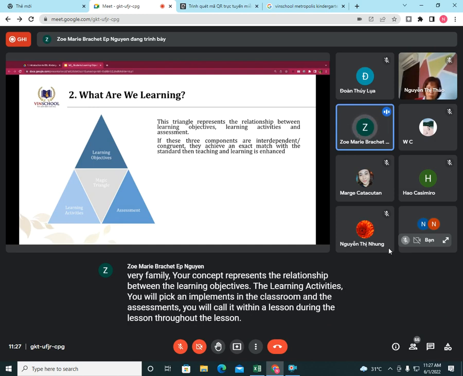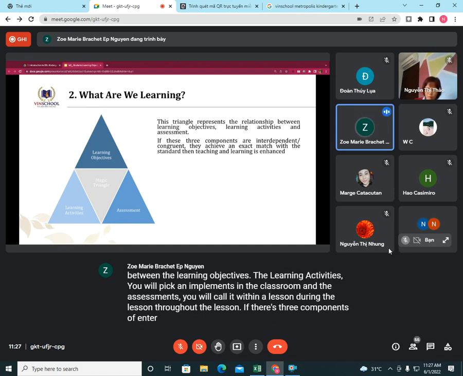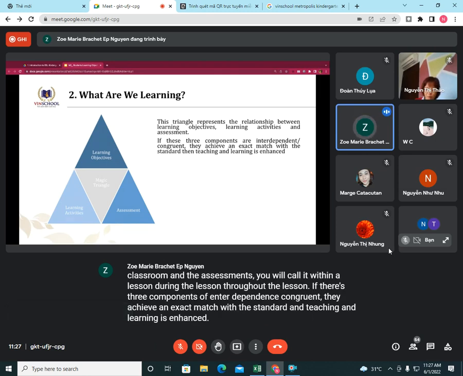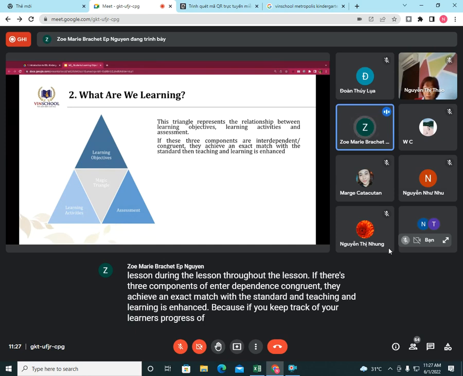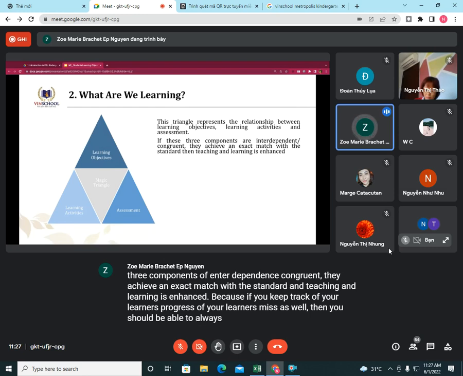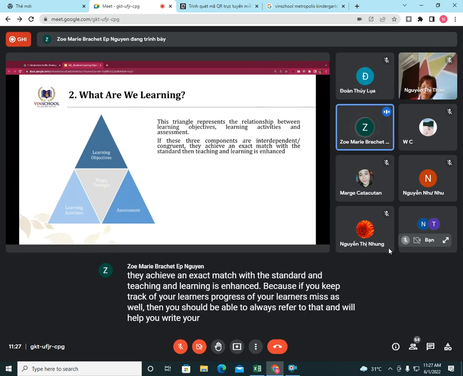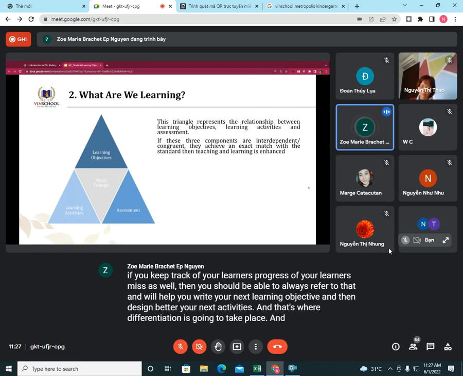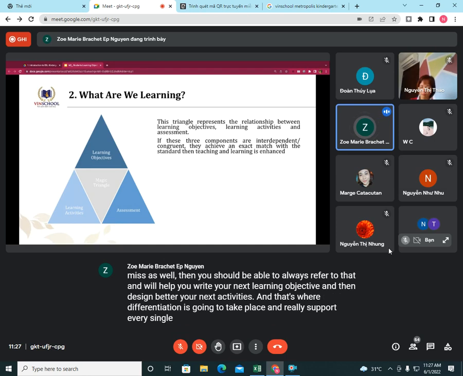If these three components are interdependent, congruent, and achieve an exact match with the standard, then teaching and learning is enhanced. Because if you keep track of your learners' progress, of your learners' misses as well, then you should be able to always refer to that, and it will help you write your next learning objective and then design better your next activities. And that's where differentiation is going to take place and really support every single learner in your classroom.